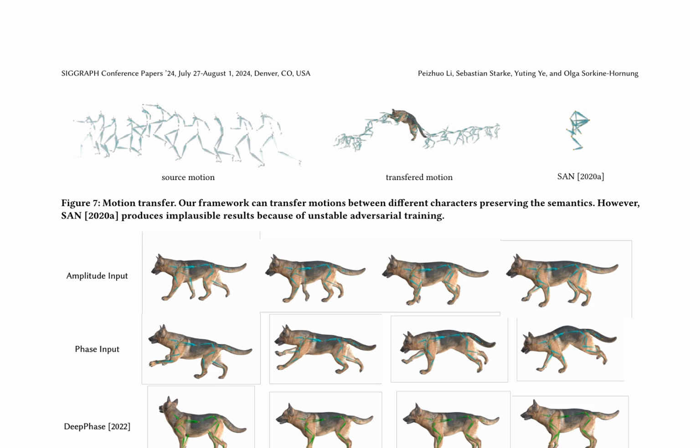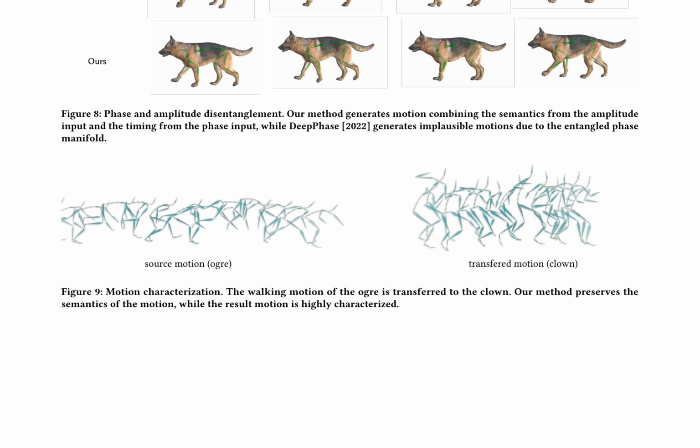Figure 9 demonstrates the motion characterization capabilities of the proposed framework, successfully transferring the walking motion of an ogre to a clown while preserving the motion semantics. The resulting motion is highly characterized, highlighting the effectiveness of the approach. The key to this framework's success lies in its ability to decouple the phase and amplitude components of motion, enabling the transfer of motion semantics between characters.